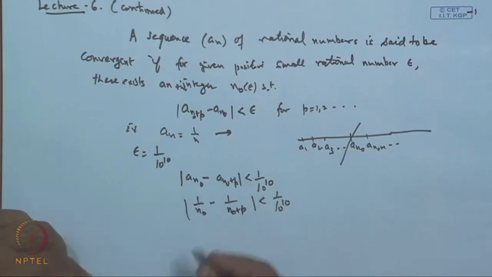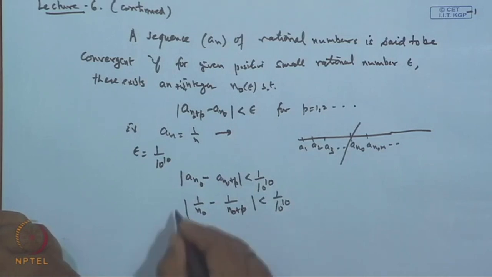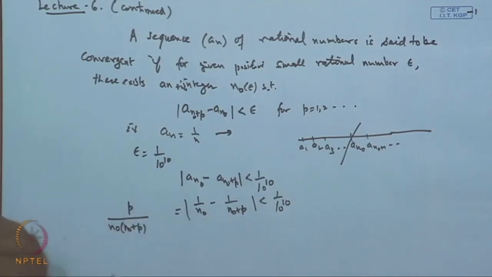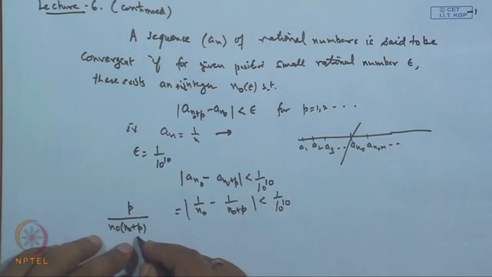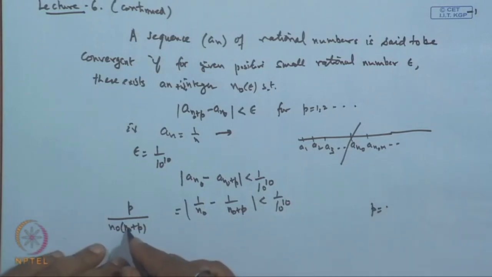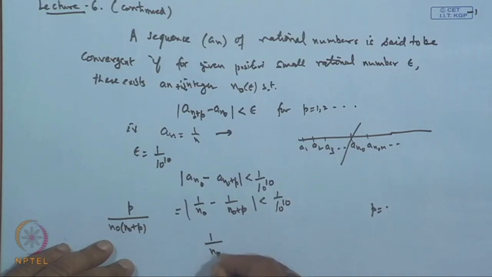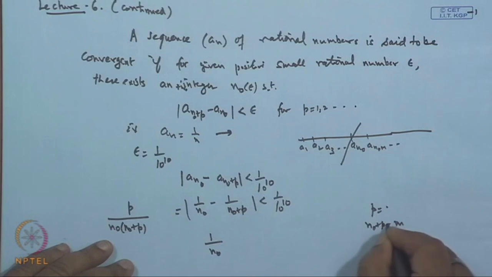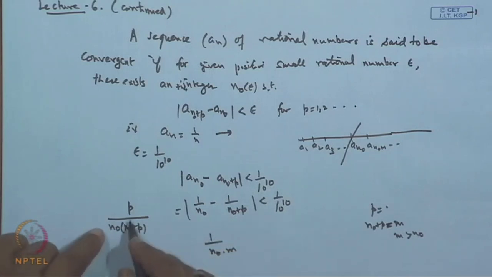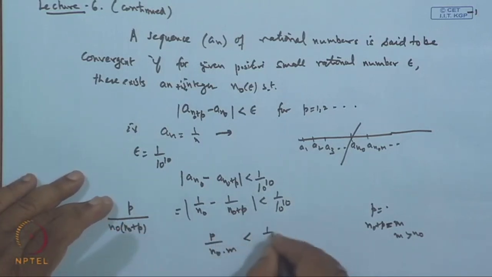Okay? If I simplify this part, then what do you get basically? This is nothing but p over n naught into n naught plus p, and this is less than that. Clear? p is also positive. Now, this entire thing, p over n naught into n naught plus p, we can bound from here. Suppose I take p equal to say 1 or 2, anything. Then let n naught plus p be say m. So, m is greater than n naught. Then this becomes n naught into m, and p is 1, 2, 3. So, we can say p over n naught m is less than 1 by 10 to the power 10.